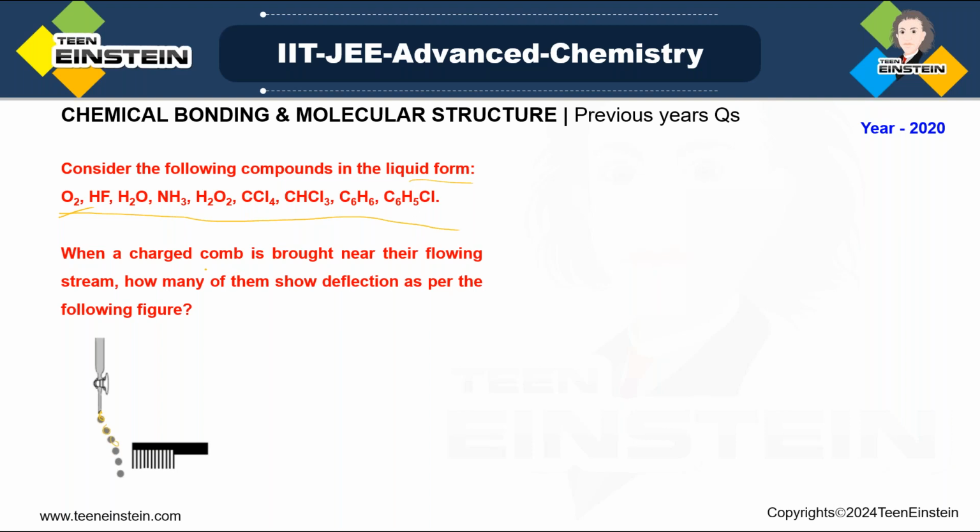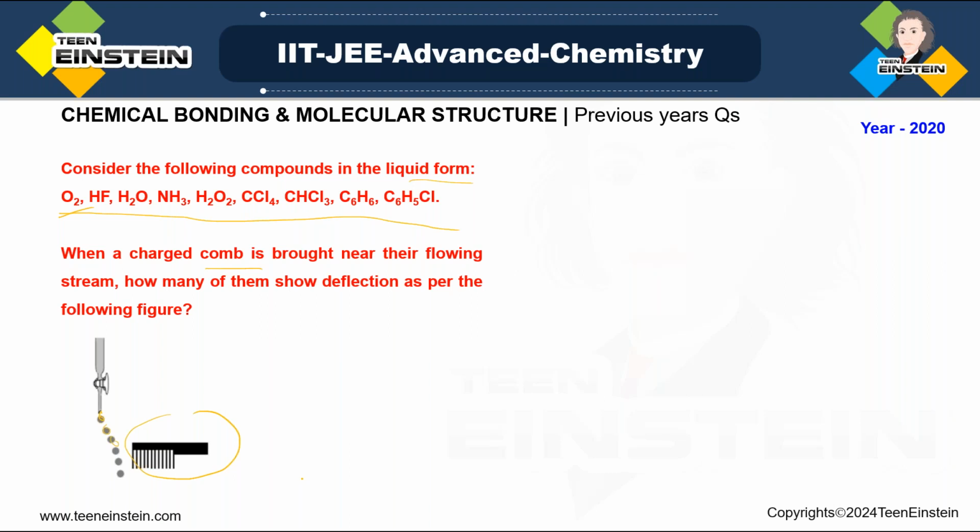Now when a charged comb, a comb which is already charged, suppose with electrons, is brought near the flowing stream of all these liquids, how many of them show deflection? Now deflection is possible when a charged species is there and you have another charged species, not another neutral species.